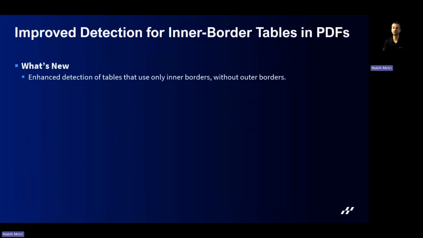Now, let's look at an improvement that makes a big difference in real-world document processing. Many PDFs contain tables that are formatted with only inner borders, without any outer border. While these tables are perfectly readable to a person, they can be difficult for extraction tools to recognize reliably. In the past, this often meant incomplete or inconsistent data, and in some cases, tables were missed entirely.